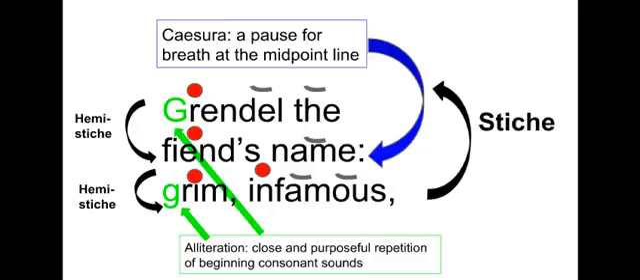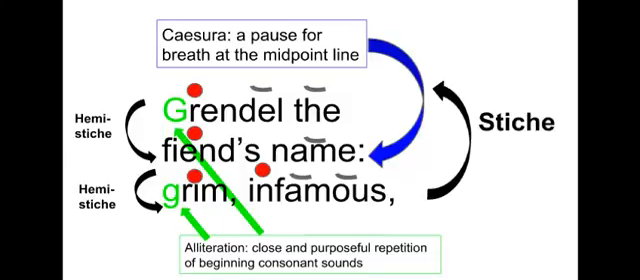In addition to all of this, there's also alliteration. Now, alliteration is the close and purposeful repetition of beginning consonant sounds. So you can see that we have Grendel and grim, both beginning with G. The reason they have this alliteration is that, just like we've said before, it helps the scop remember what they were saying, and it helps the listeners figure out where they are as well.